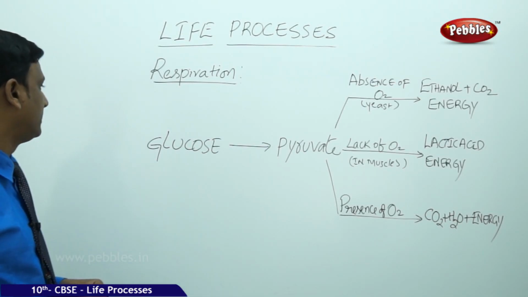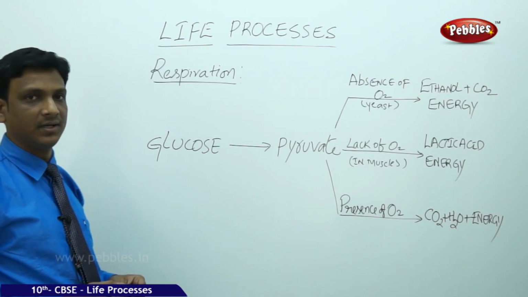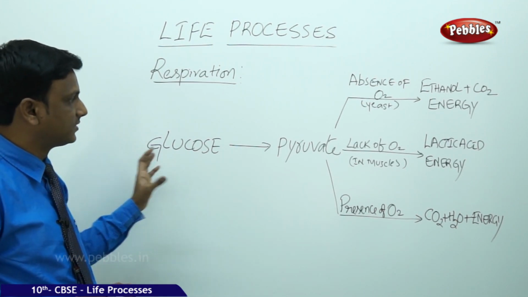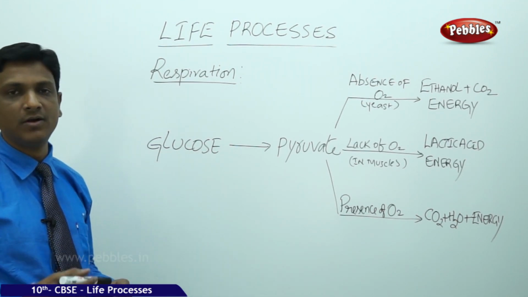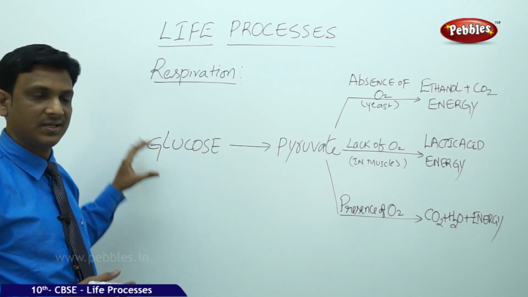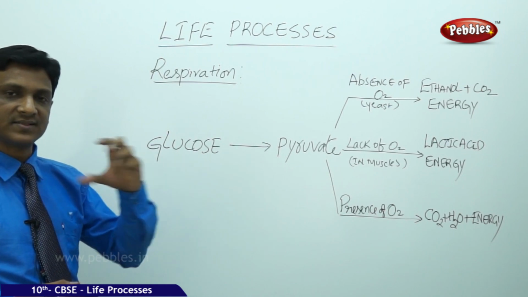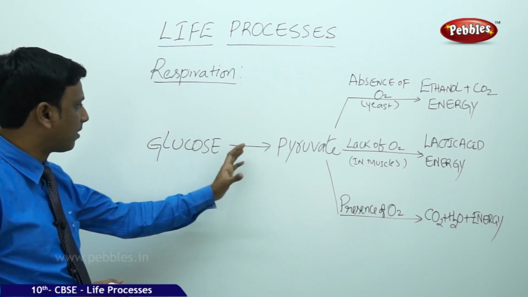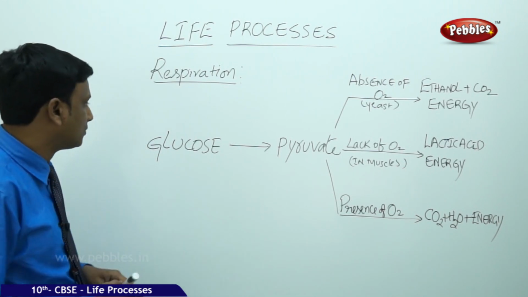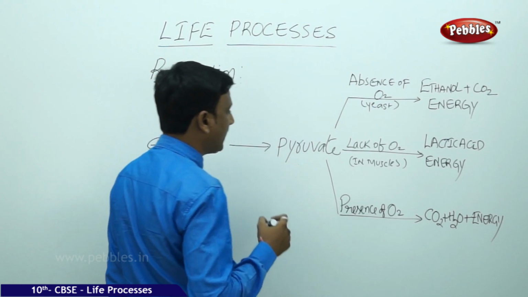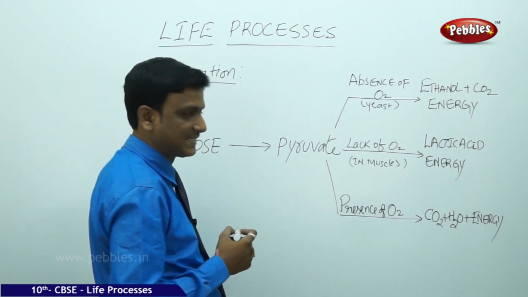Now let us see how the energy is liberated or released from glucose. So that is the different stages of cellular respiration. Basically, the glucose is supplied to the cells. In the cytoplasm of the cell, that is the location at which the primary part of this reaction takes place. There, the glucose is converted to pyruvate or pyruvic acid.